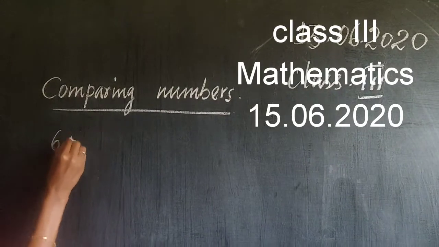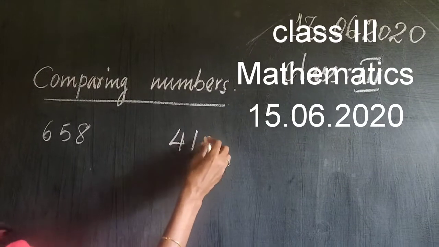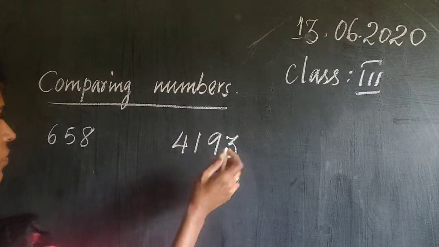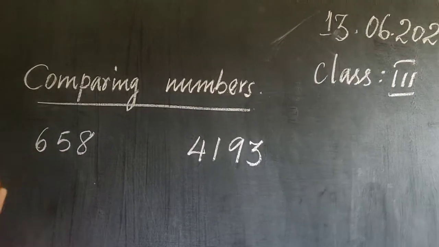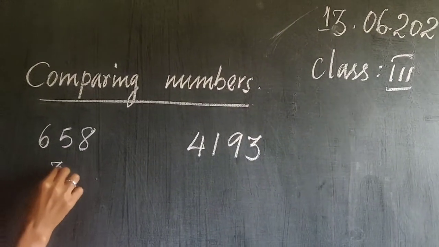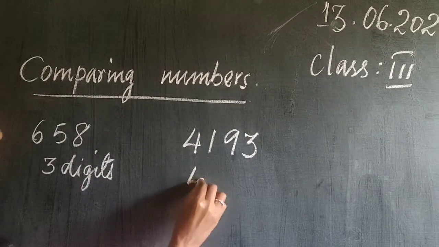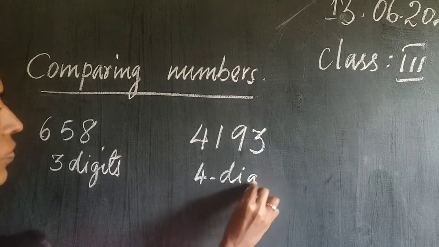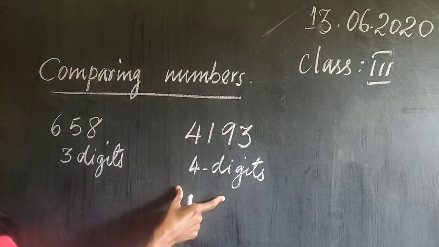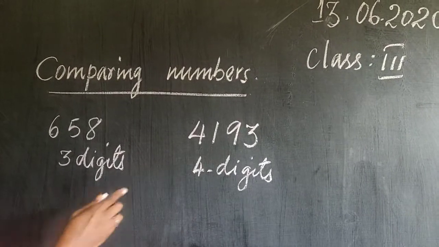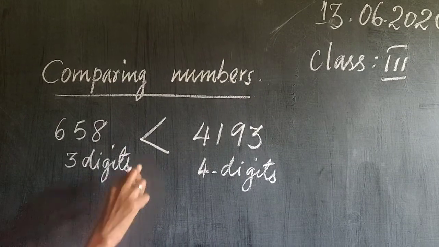Suppose there is a number 658 and 4193. If you compare these two, first you count the number of digits. Here there are 3 digits and here there are 4 digits. So in these two, this number is having a greater number of digits. The number which has a greater number of digits is the bigger number. So you have to put a greater than sign here.